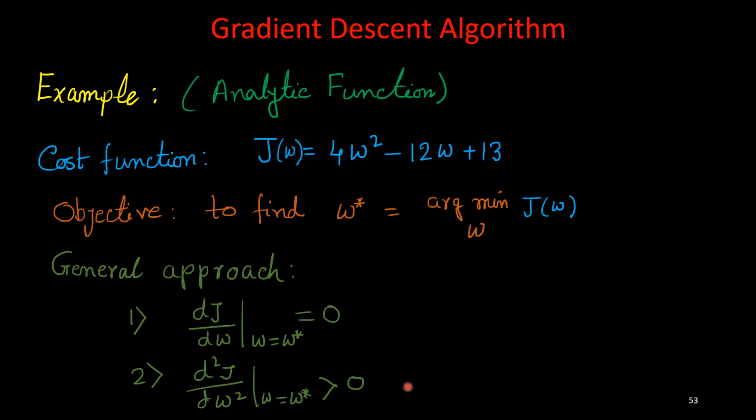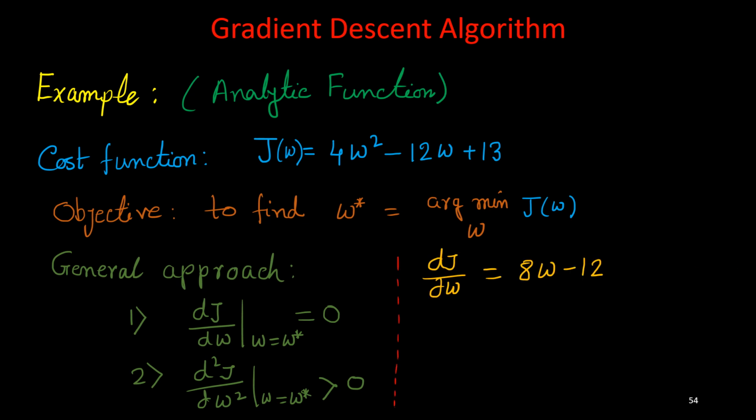So gradient descent algorithm is used to find the minimum value of a cost function, but there is another version, gradient ascent algorithm, which could be used to find the maximum value of a cost function. In that case, we'll check that the second order derivative should be less than 0. So this is the standard approach to find the minimum point of a cost function.